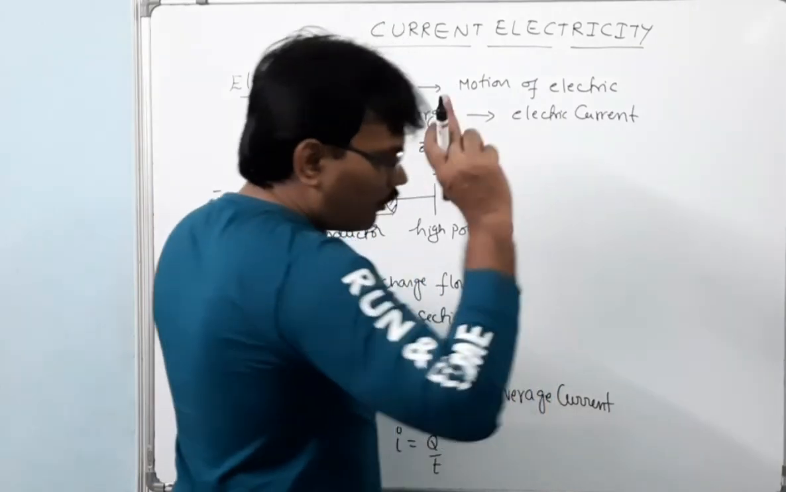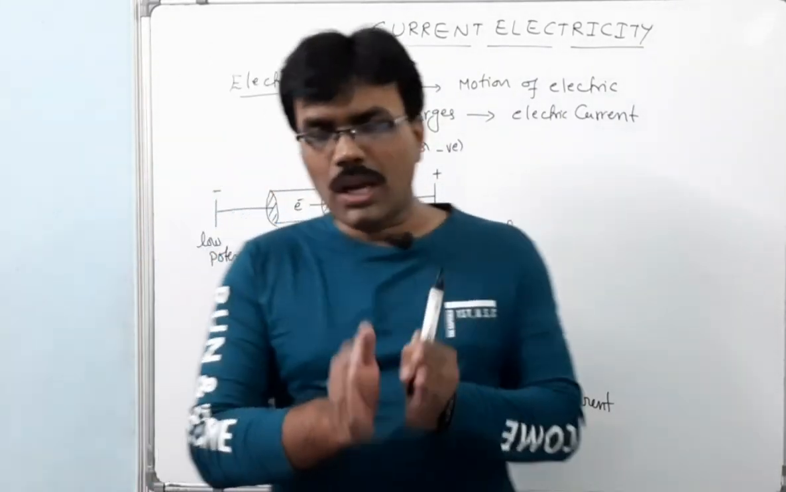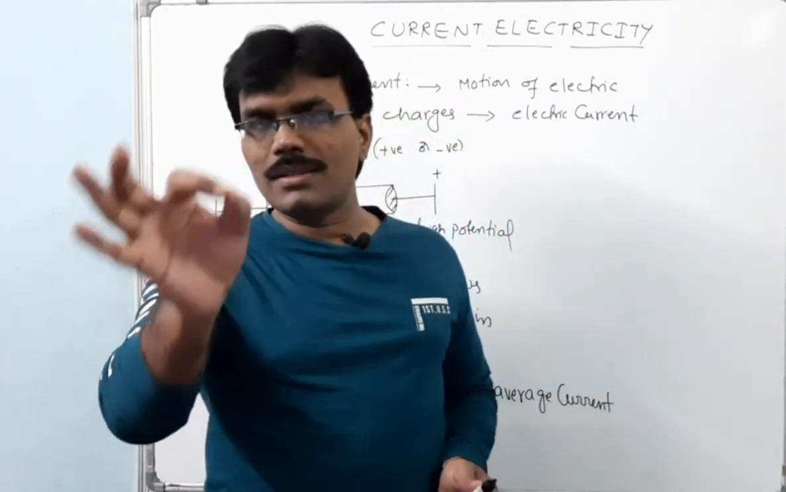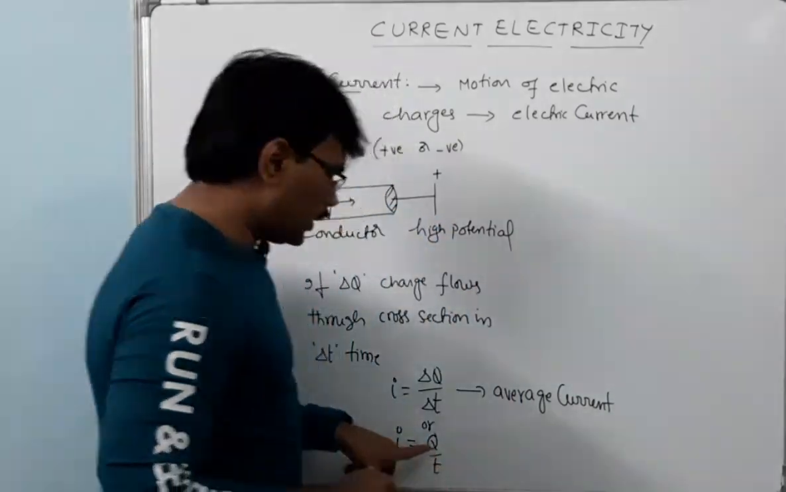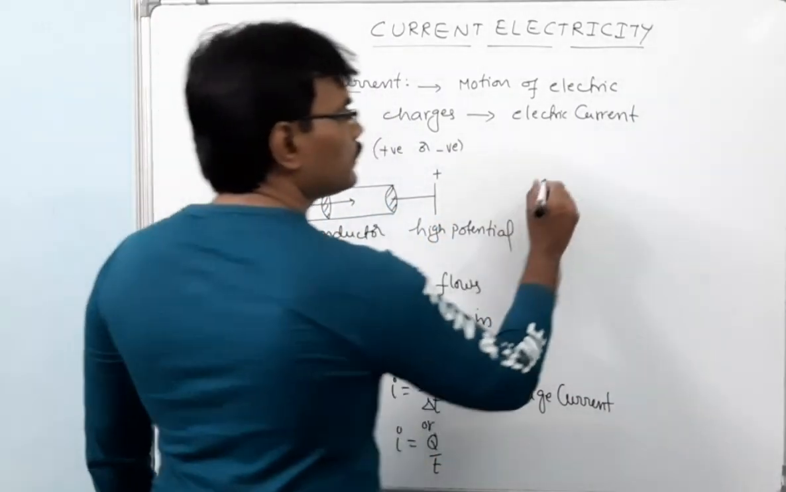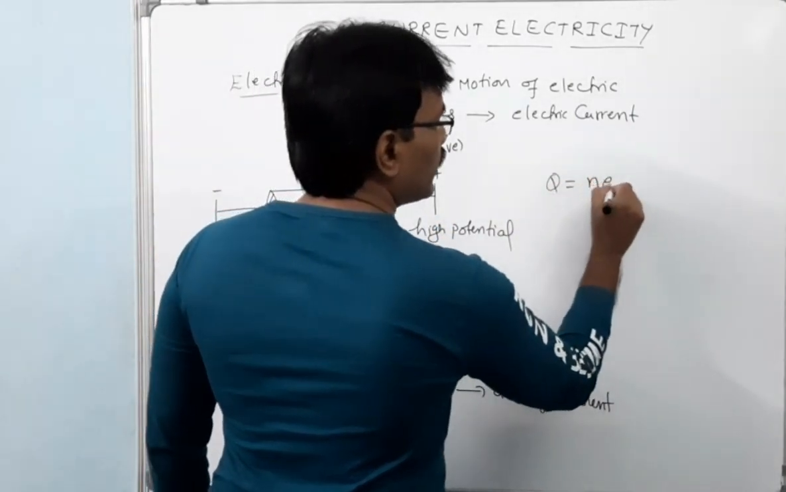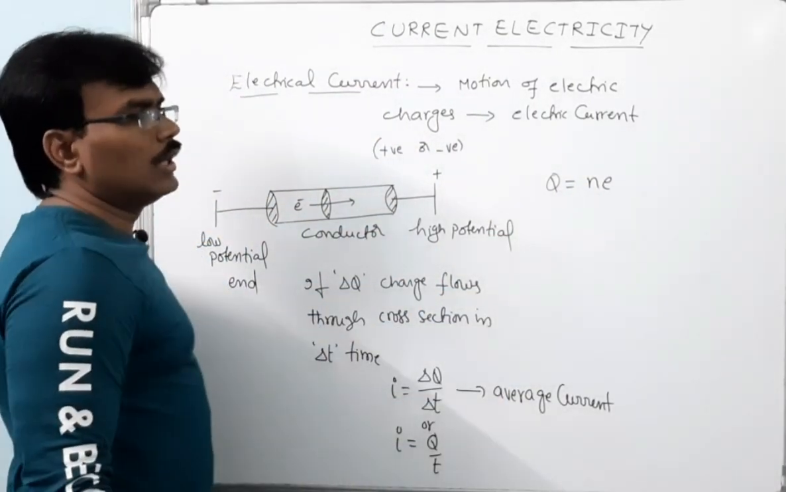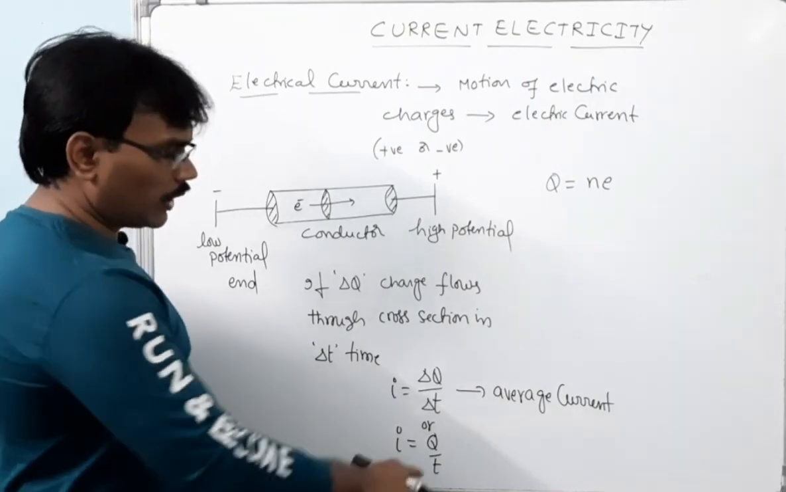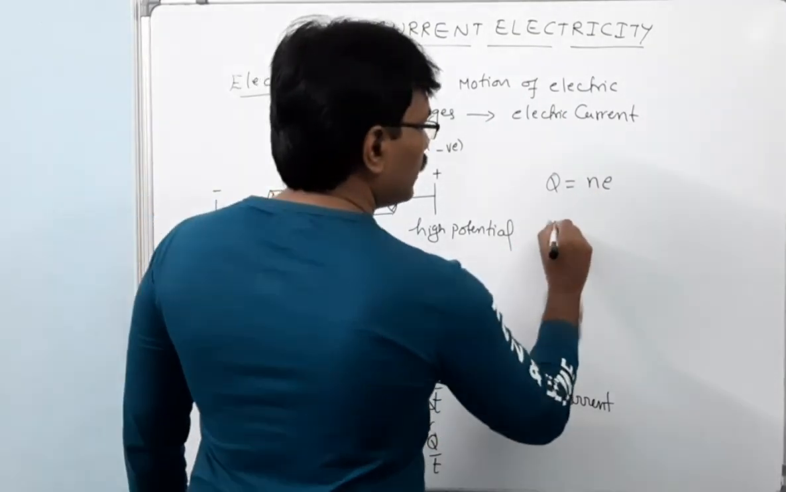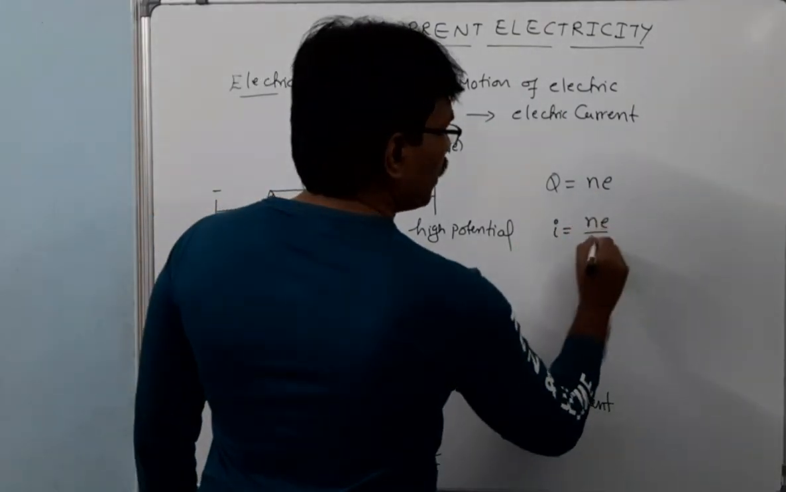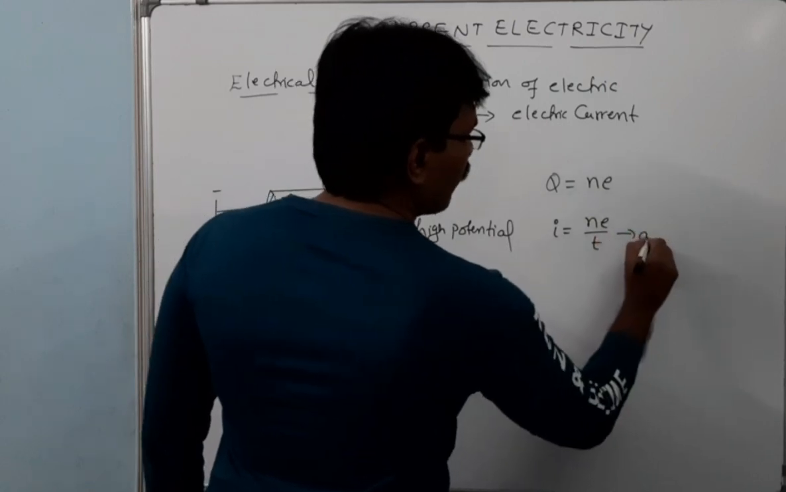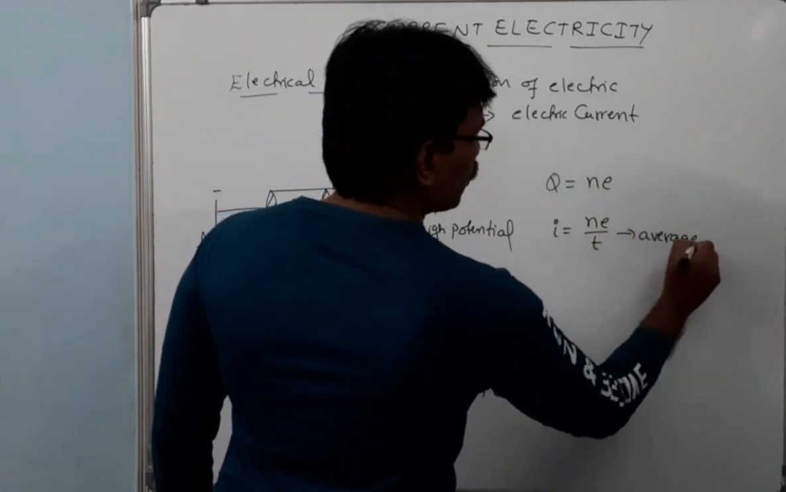But we know, in the first chapter we have already studied, any charge in the universe must be an integer multiple of the electron charge. Suppose here q amount of charge is flowing, so q can be written as n into e, because any charge in the universe must equal the number of electrons times the charge of an electron. So in place of q, if you substitute ne, then I is equal to ne upon t. So this is the average current flowing through any cross section.